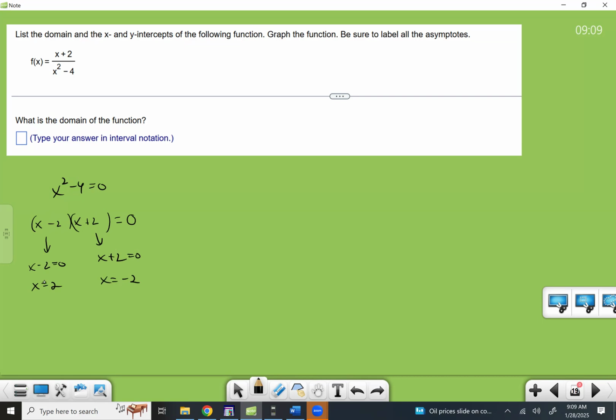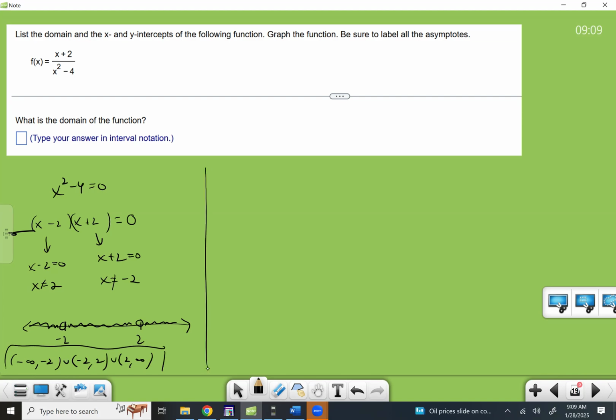Okay, now these are the values that x cannot be. If you plug these values back in, they're going to make the denominator equal to 0. You can't divide by 0, so we're going to have to remove these numbers. I'm going to put holes where they are, but everything else is okay. So our domain is going to be from -infinity to -2, from -2 to 2, and from 2 to infinity. That answers the first part, the domain.